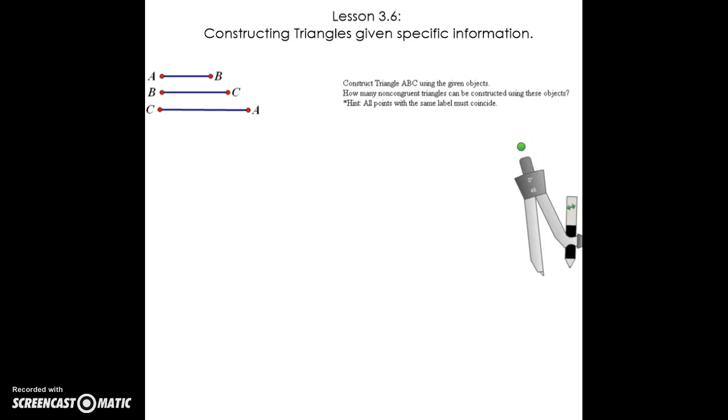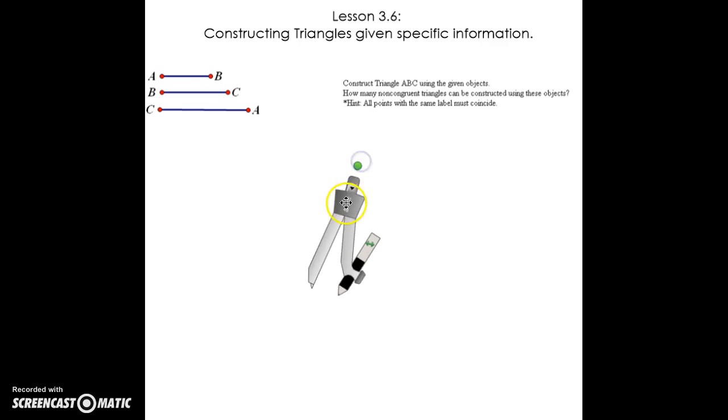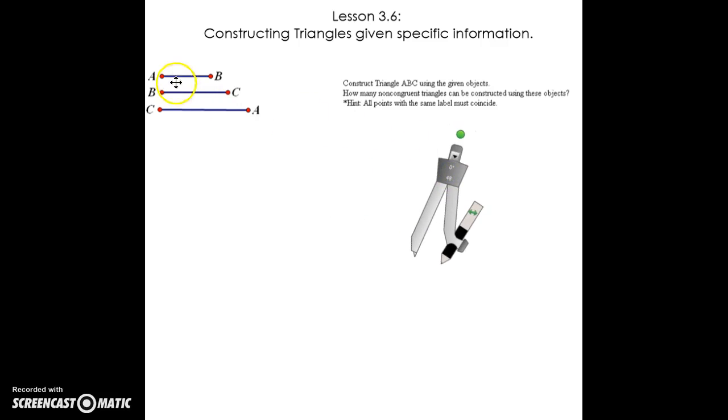Alright, now we're going to be constructing triangles given specific measurements or information. And again, with the constructions, it's only with the compass and straight edge. So here we have 3 sides, and it says construct triangle ABC using the given objects. How many non-congruent triangles can be constructed using these objects? Remember, all the points that are labeled the same must coincide. So point A here and point A here have to be on the same spot.